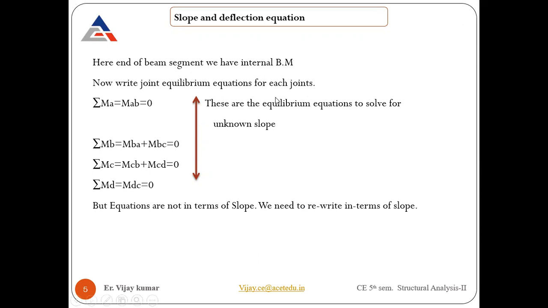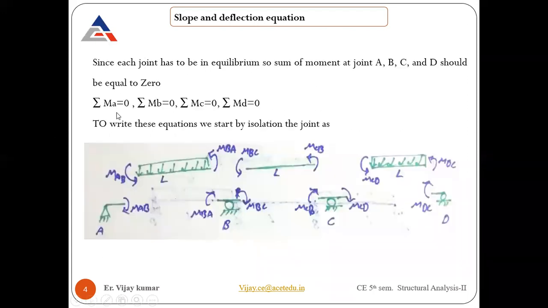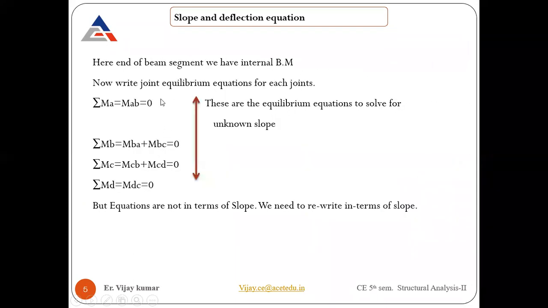Now we have joints. How many joints do we have? A, B, C, and D. There are 4 joints, so there will be 4 equations. For each and every joint, you need to write an equilibrium equation for joint moments. So the sum of moments about A is equal to... which moment is acting at joint A? This is the moment which is acting, that is MAB. There is no other force or moment acting, no. So just write MAB equal to 0. This is the first equilibrium equation.